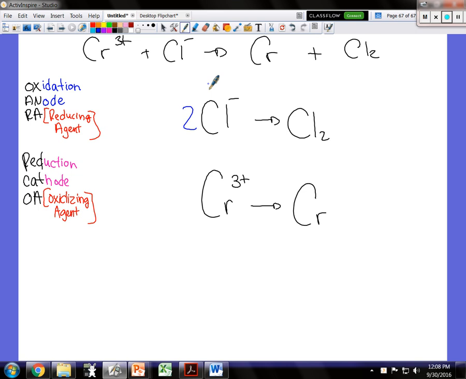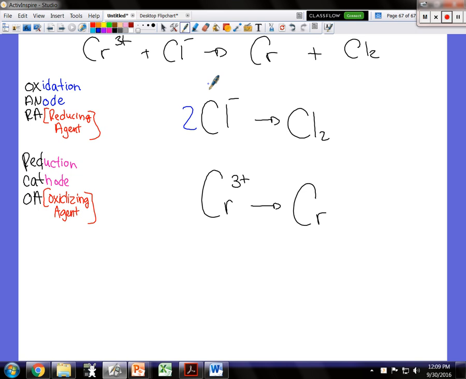Number 3, balance oxygens. I'm going to stop right there. Do I even need that step? Why? There aren't any. Right on. Number 4, balance H's. Keep right on trucking. Number 5, balance the charge. All right, so let's stop there.